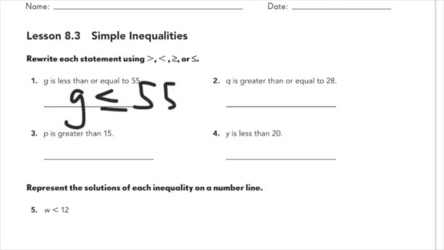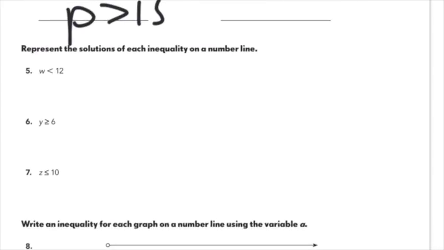One more, 3, P is greater than 15, so P is greater than 15. So P cannot equal 15. It has to be bigger than 15, so 16 and up if you're just using a whole number. Okay, so the next part is to make a number line.